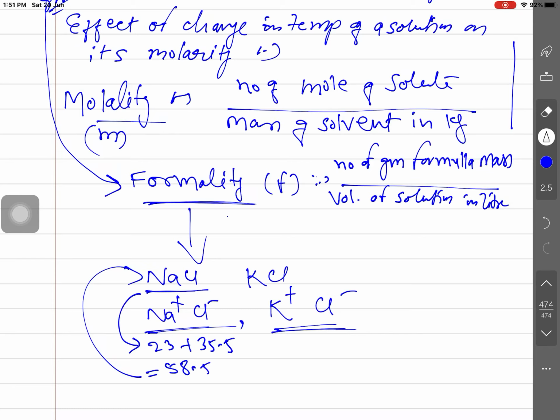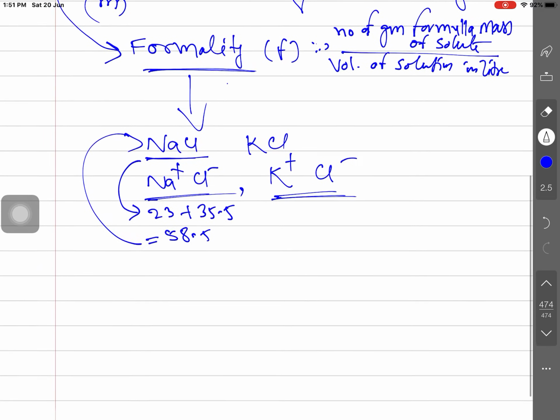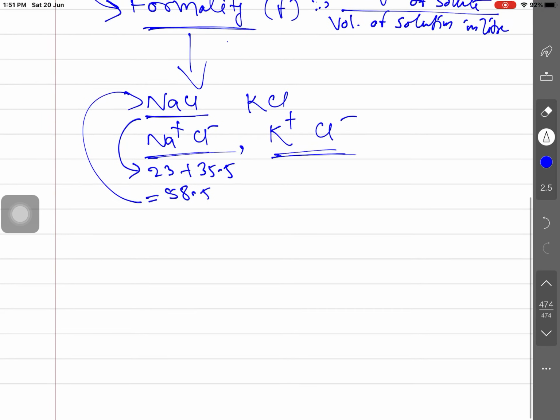So the number of gram formula masses of solute dissolved per liter of solution is called formality.